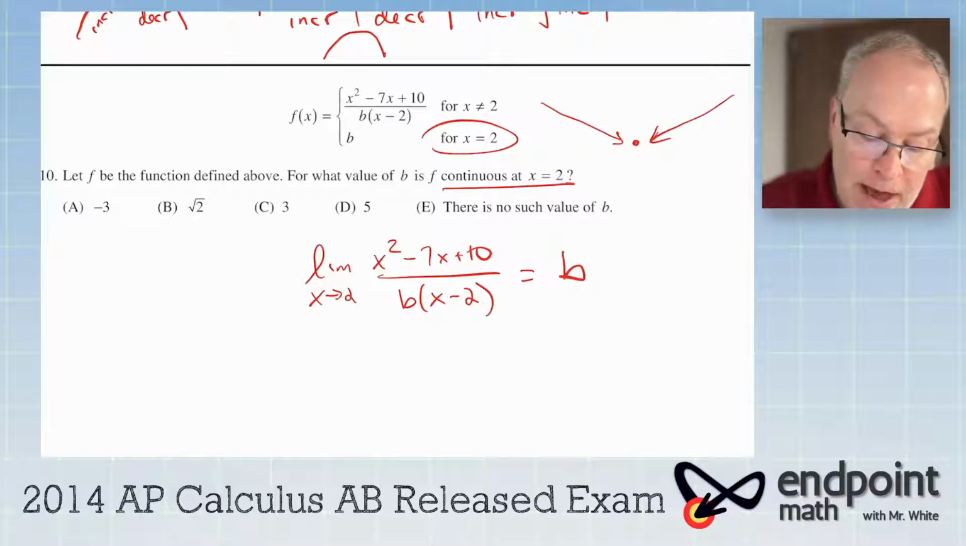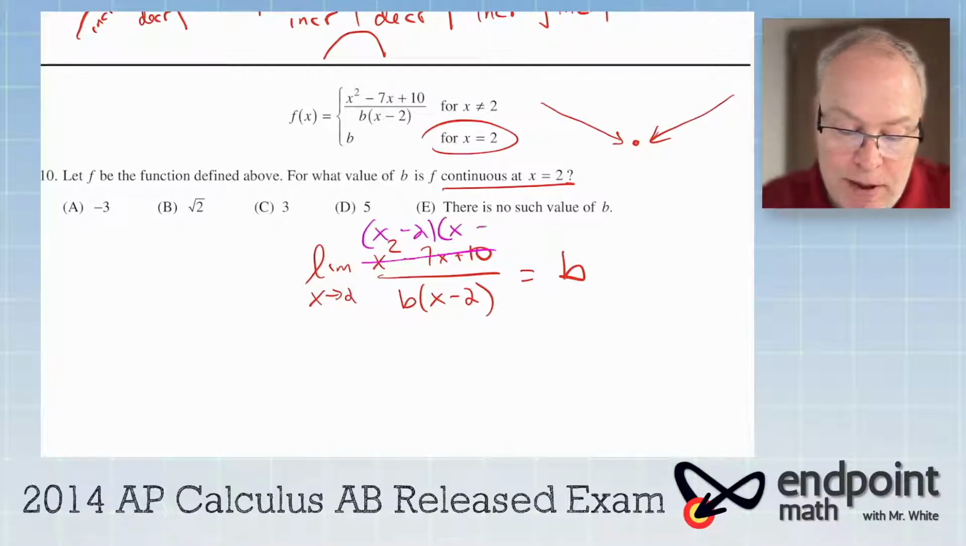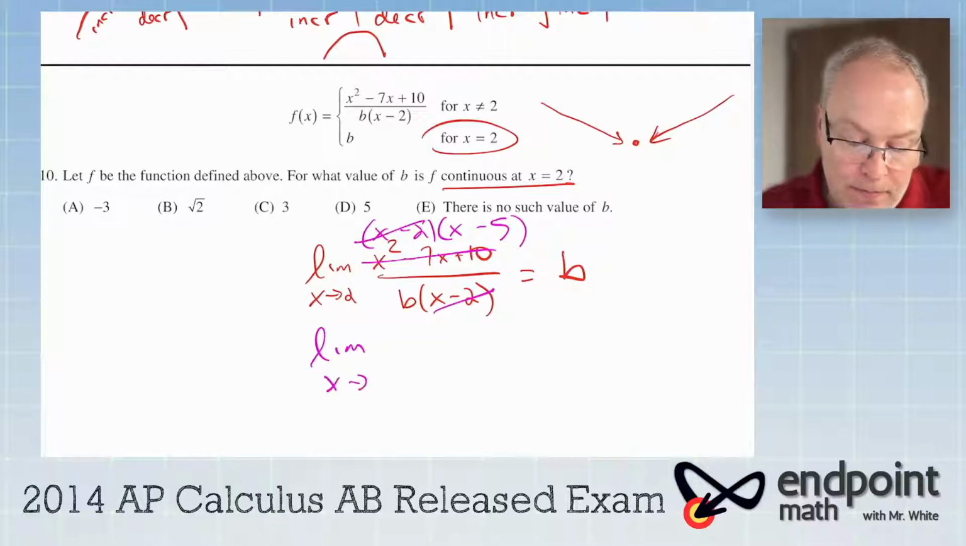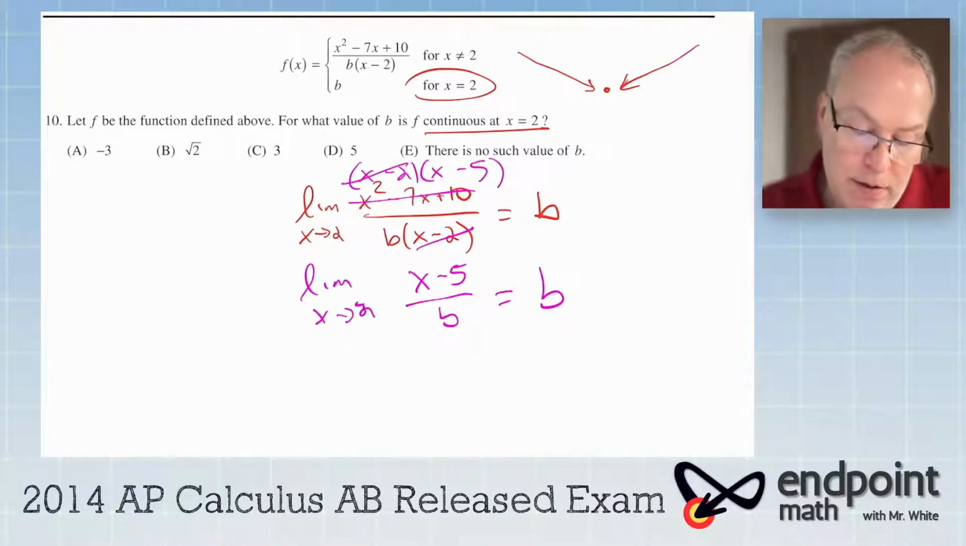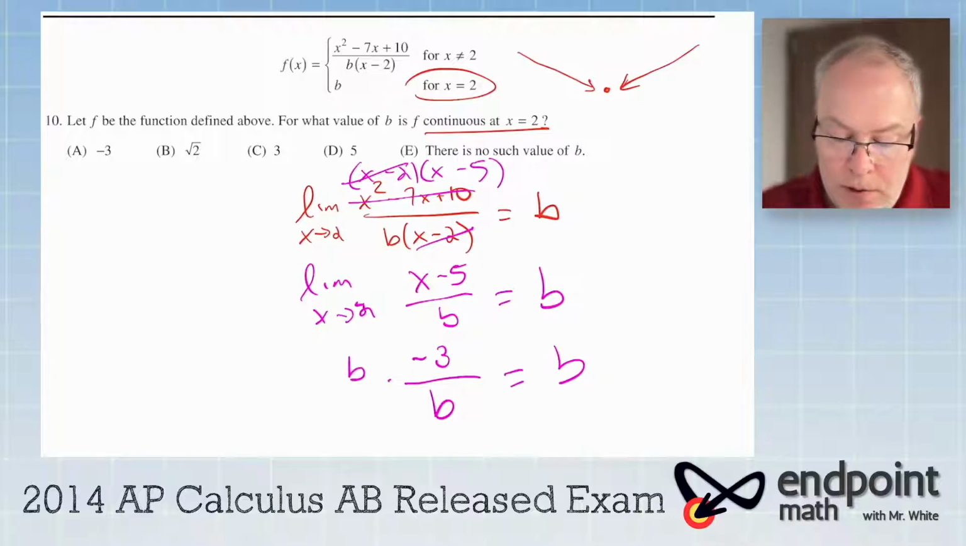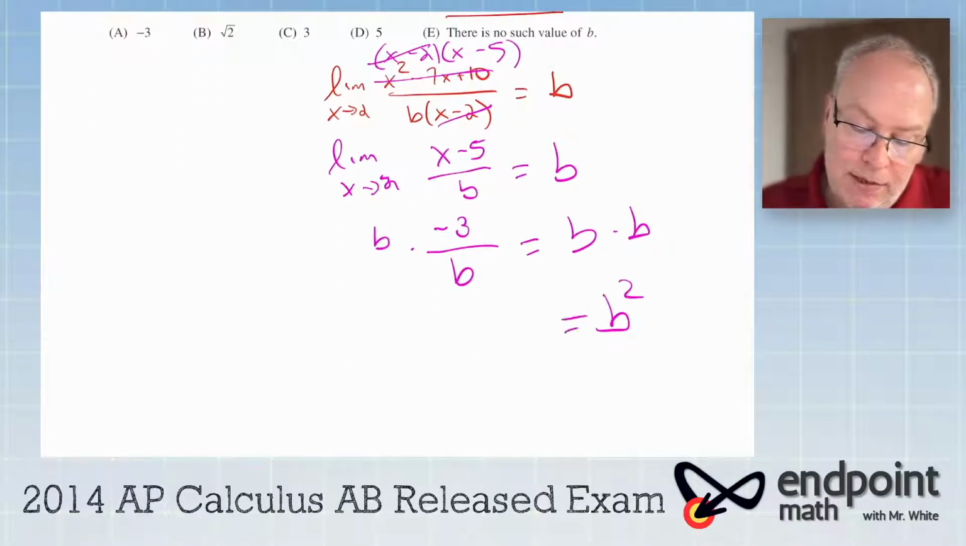Now, if you factor this, this is x minus 2, x minus 5. We can then cancel these and rewrite the limit like this. X minus 5 over b has to equal b. You can then plug the 2 in there, and you get negative 3 over b has to equal b. If you multiply both sides by b, you get b squared is negative 3.